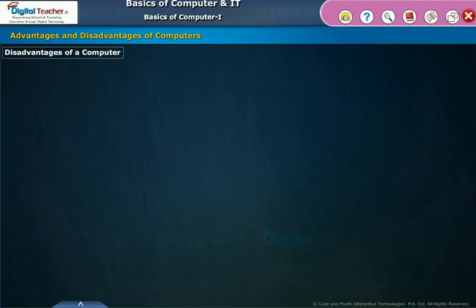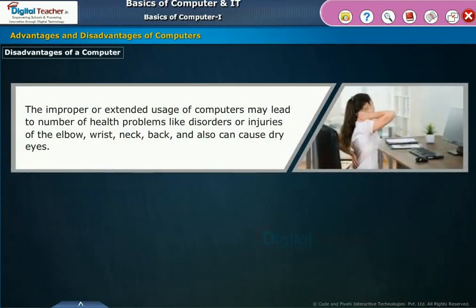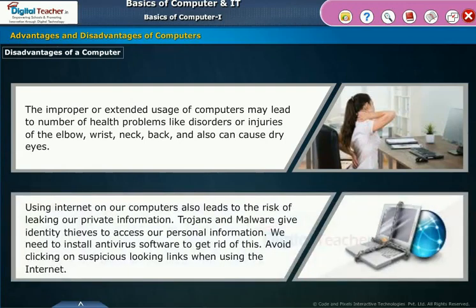Disadvantages of a computer. The improper or extended usage of computers may lead to a number of health problems like disorders or injuries of the elbow, wrist, neck, back, and also can cause dry eyes. Using the internet on our computers also leads to the risk of leaking our private information. Trojans and malware give identity thieves access to our personal information.